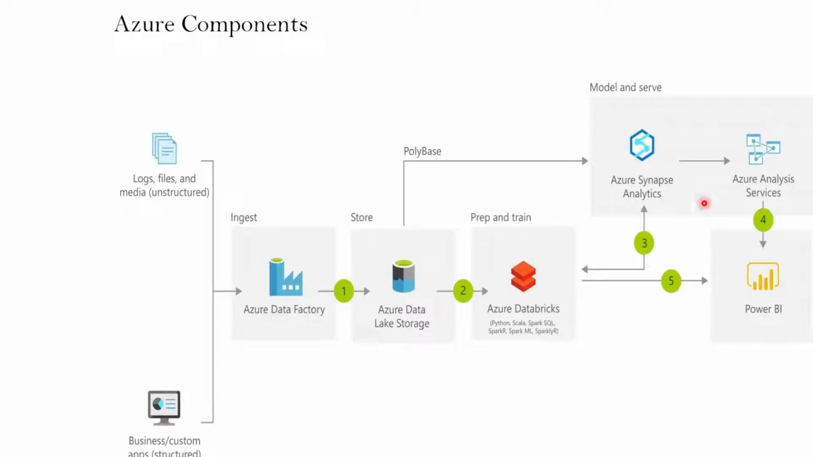This is just an example to explain, it's not like this is the only way. There are so many ways to integrate your services and create a pipeline. So what is happening here? This is your source: log files, media, unstructured data, and maybe some business custom applications that I was talking about, your on-premise applications with embedded databases and all.